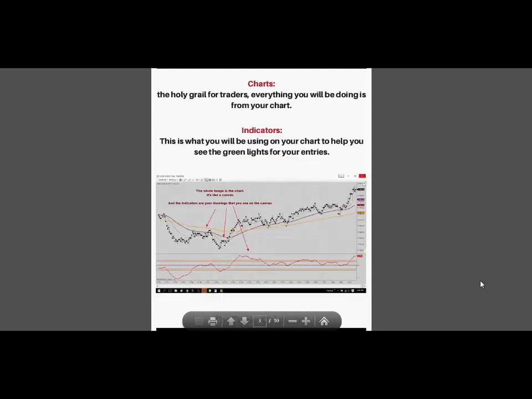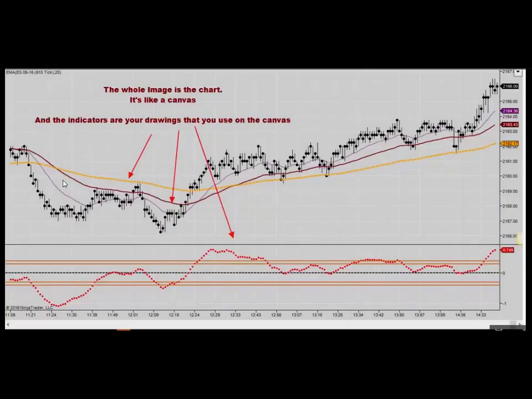Charts. So, what are charts? Charts are going to be everything. It's like a canvas, right? It's what we work on, and the indicators are what we draw on. Okay, so here's a better image of what a chart looks like.